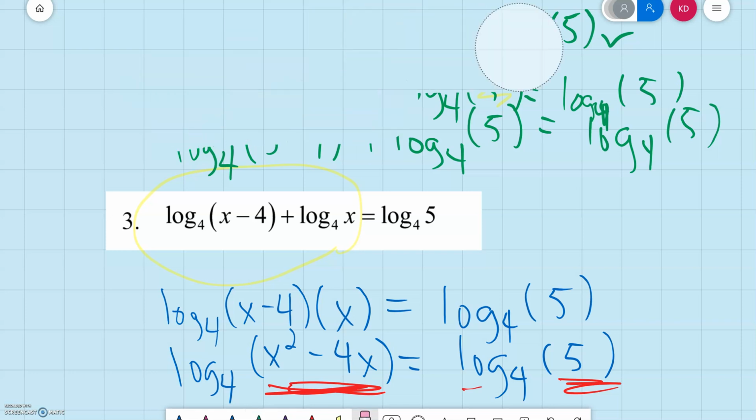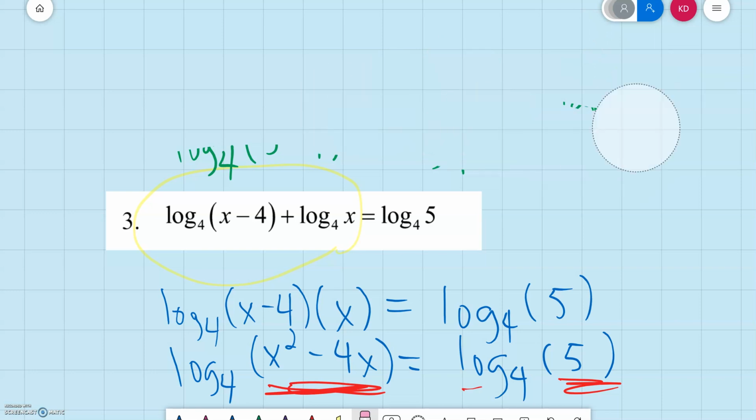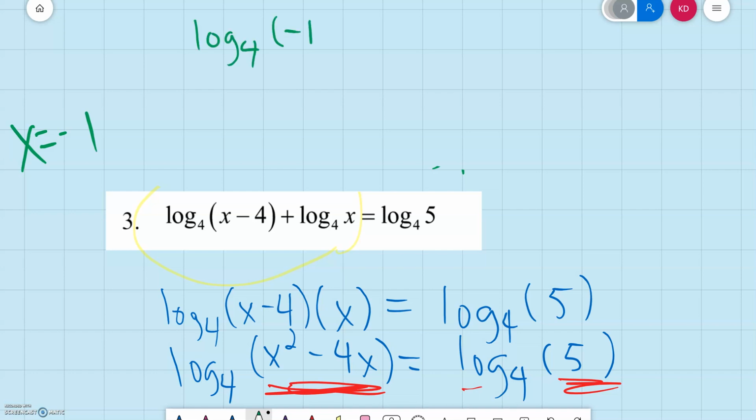Our other solution is negative 1, where x equals negative 1. So we're going to try that. We're going to plug that in. So where x equals negative 1, we have log base 4 of negative 1 minus 4 plus log base 4 of negative 1 is supposed to equal log base 4 of 5.